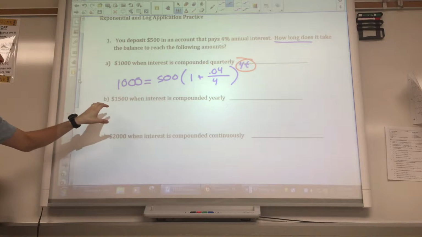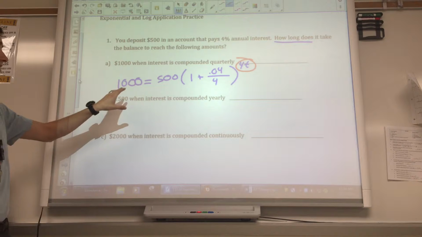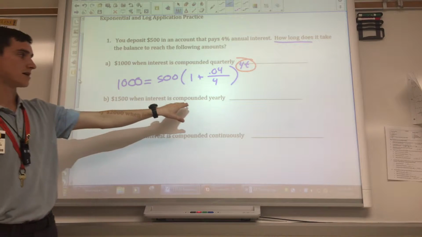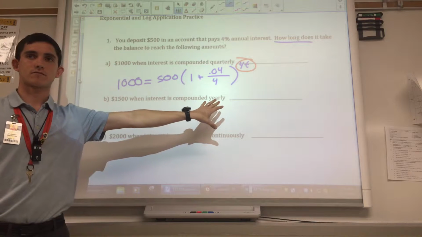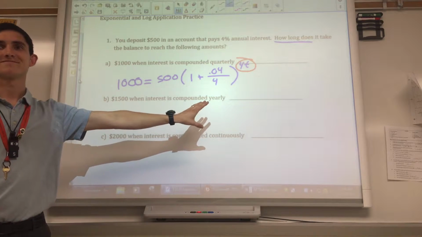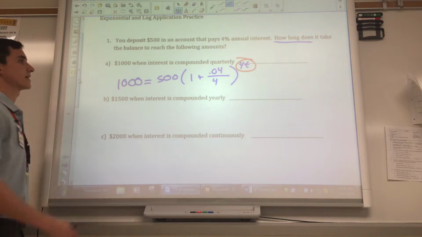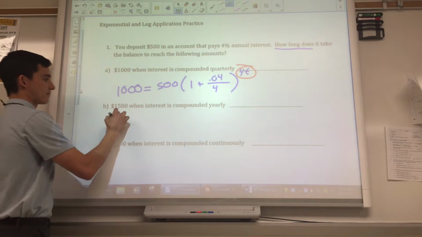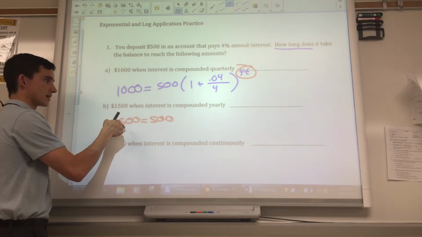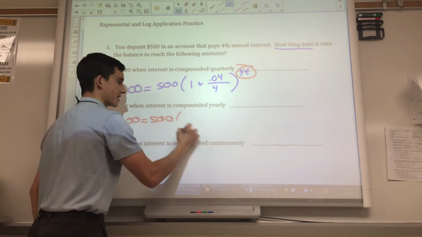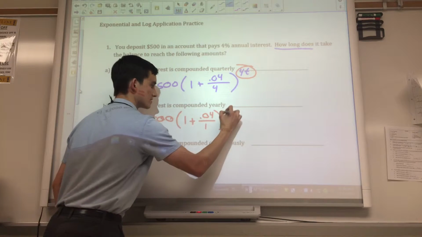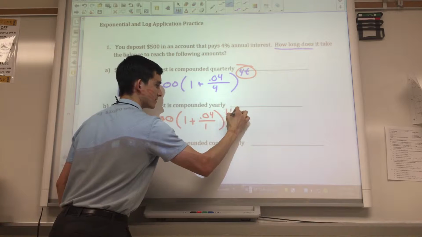Okay. What about how long does it take that $500 to reach $1,500 when the interest is compounded yearly? How many times does it compound in a year? 1. So that's a 1, okay? So notice now we have $1,500. How long does it take the 500 to turn into 1,500 when it goes through an interest rate of 1 plus 0.04 divided by 1 times 1 times t?